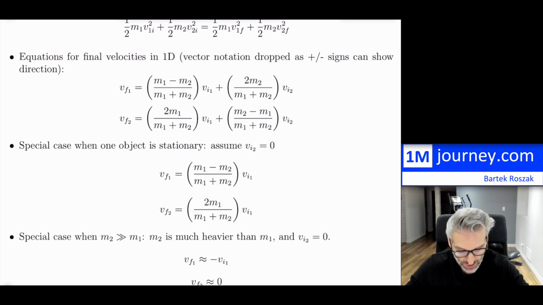So in this case, I'm assuming that vi2, so this one, is stationary right there. So if you set this to 0, of course, this term will fall out, and then these are going to be your final velocities or final speeds. So that's not anything extraordinary. But it gives you a very nice and simple equation for that special case when one of the objects has a speed of 0.